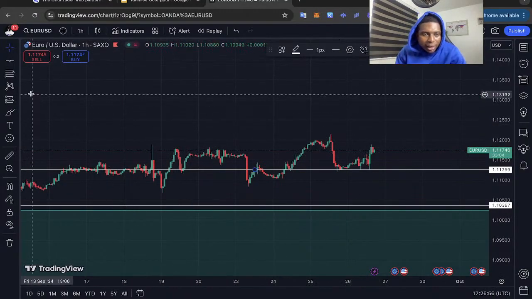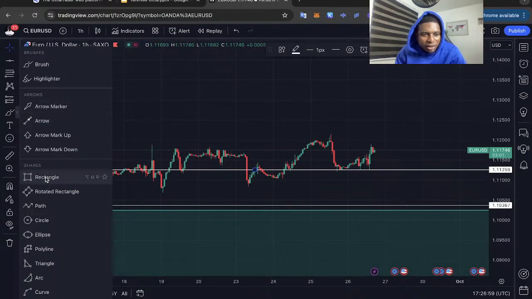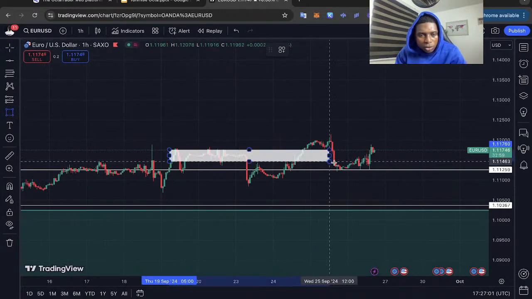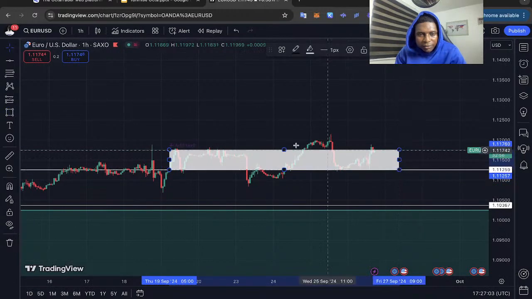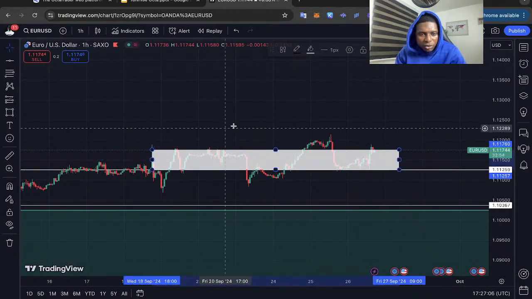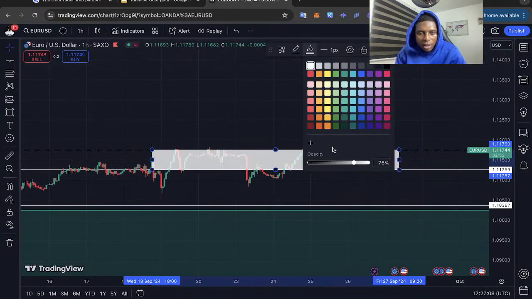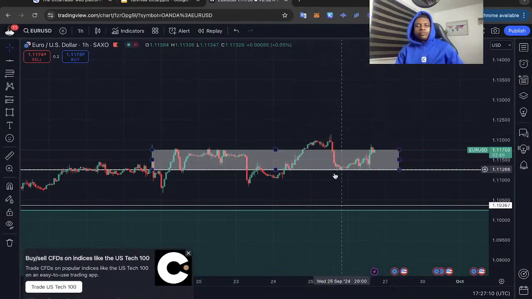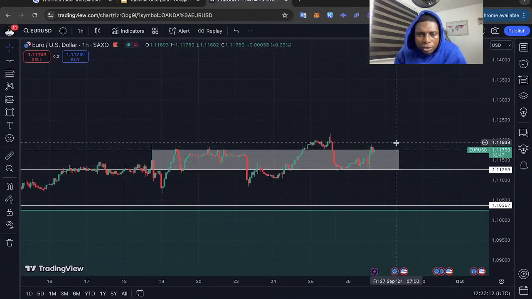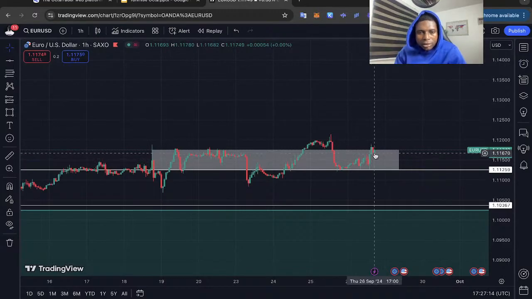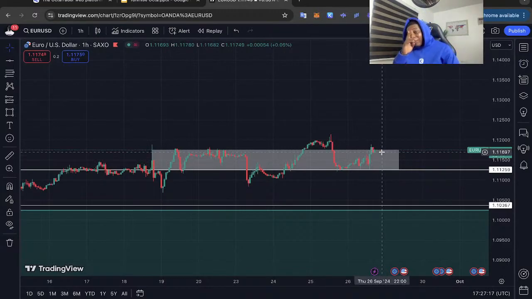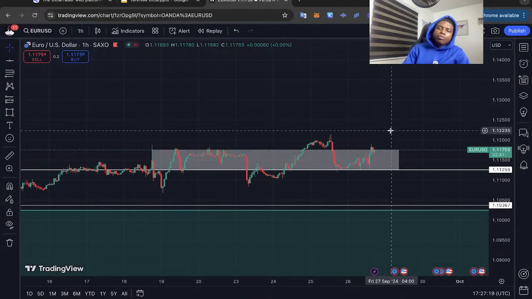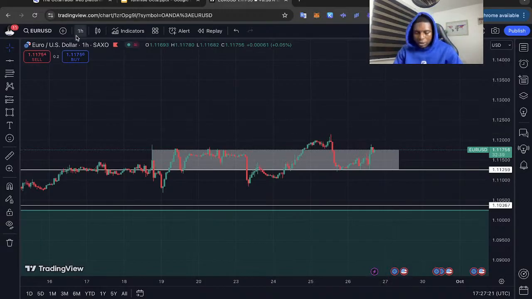Price consolidated within this zone for a while. Price is currently consolidating within that zone. Let me create this. Okay, good. So price is still consolidating within this zone. Now, what gives us the assurance that price will still push up further? So here we are on the 1 hour time frame. Now, what is going on in the lower time frames? We don't know. We need that information.